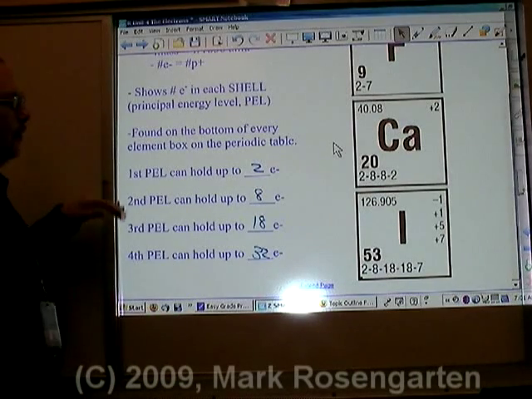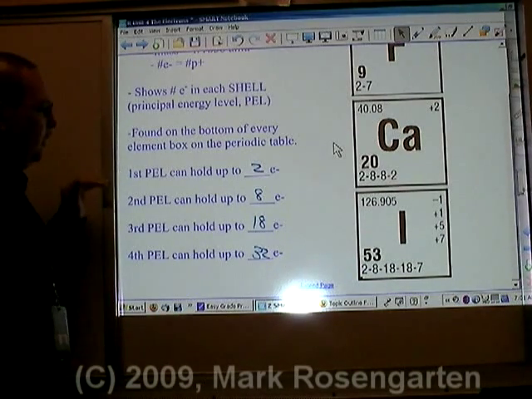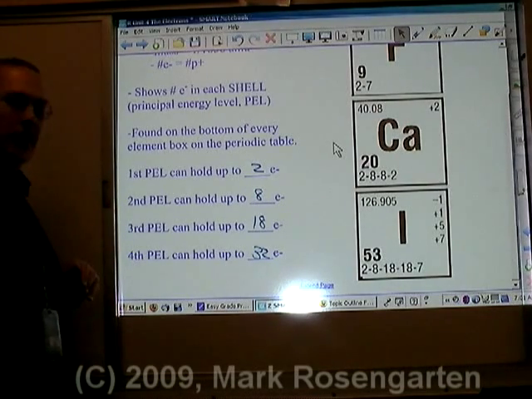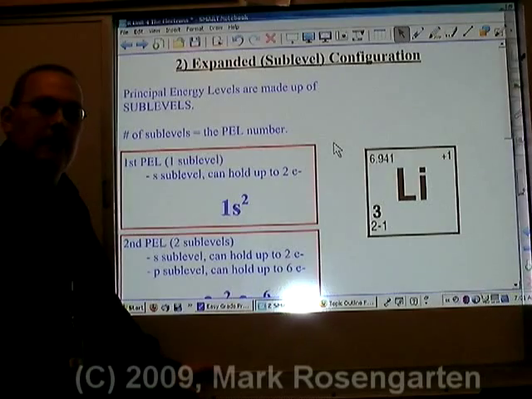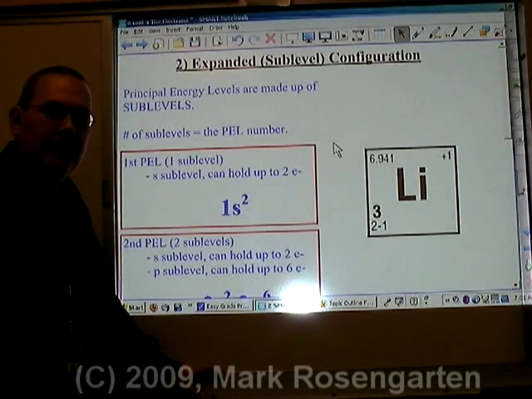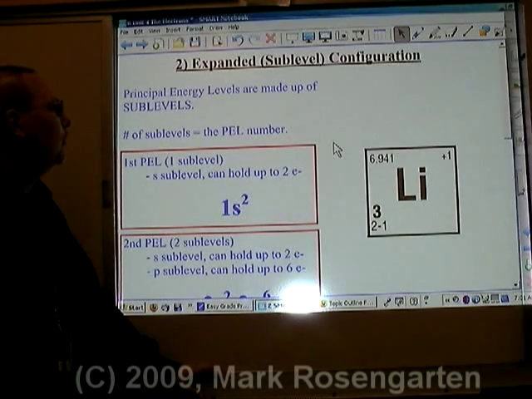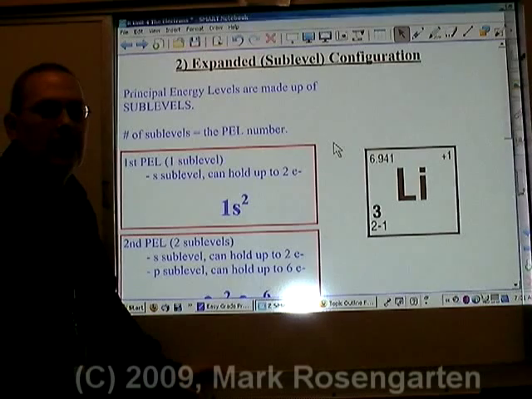So again, the first energy level can hold up to 2, the second can hold up to 8, the third can hold up to 18, and the fourth can hold up to 32 electrons. Much in the same way a town can be broken down into roads, energy levels, or principal energy levels, can be broken down into sublevels. And there are 4 basic sublevel types.